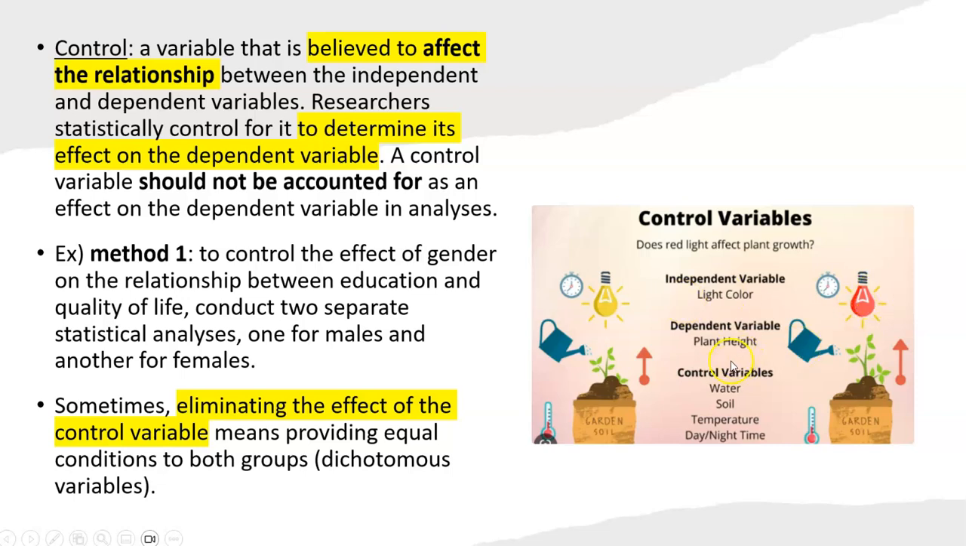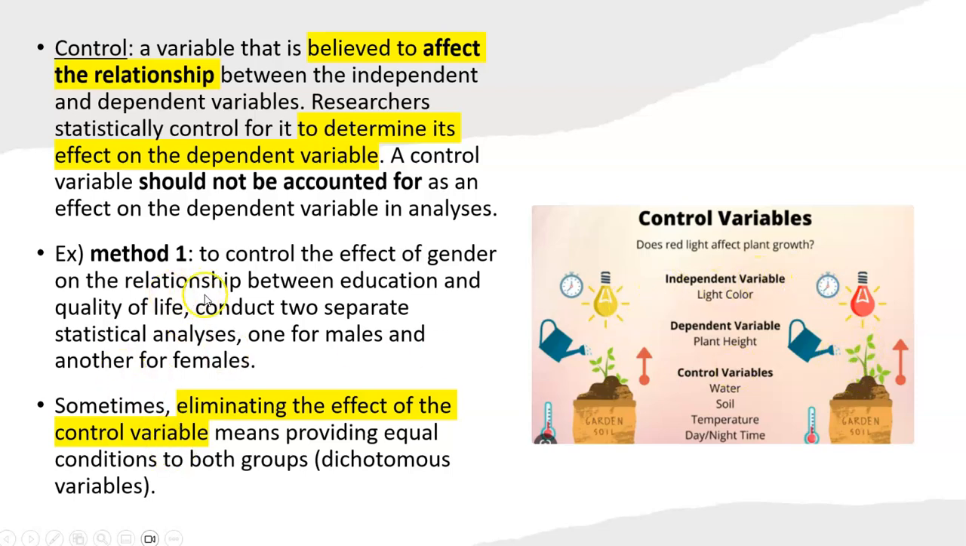So for this, you have to control the other materials like water, soil, temperature, day and night time. That will be exactly the same, equally given to this one and that one. Only the cause will be the light if they have different height, of course. If they don't have any height difference, then it means that the independent variable is not affecting the height.